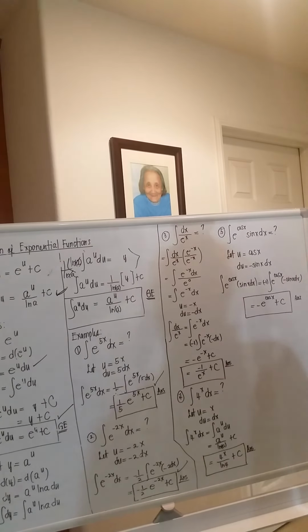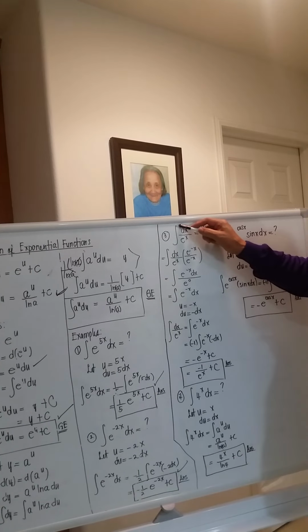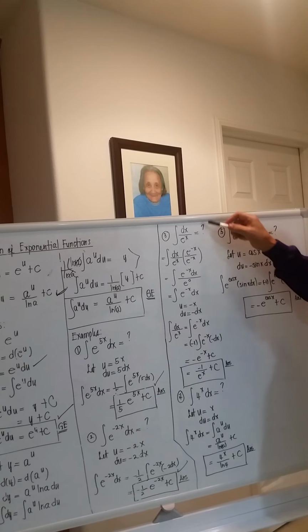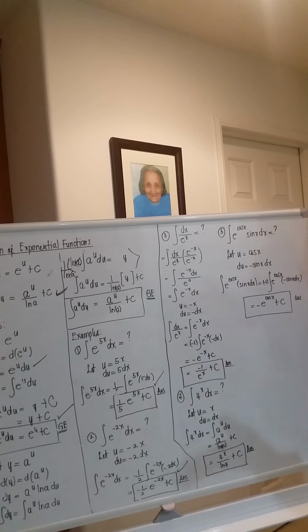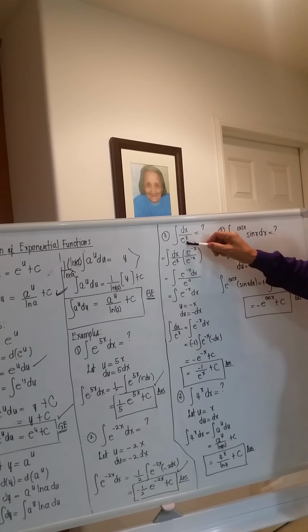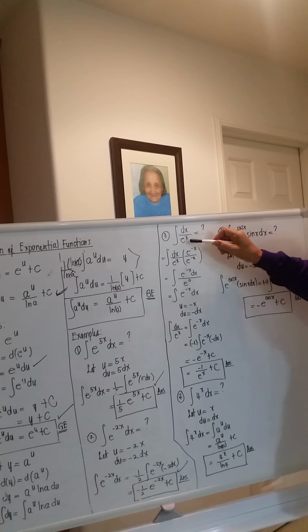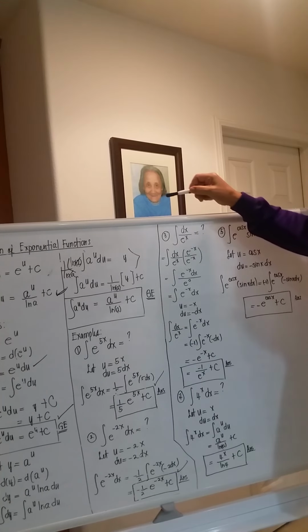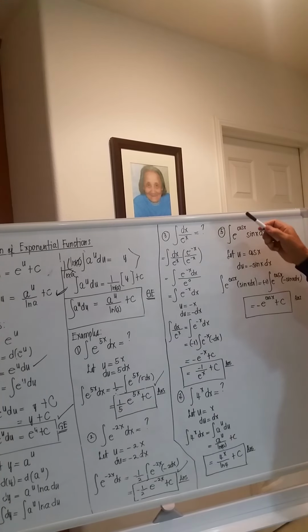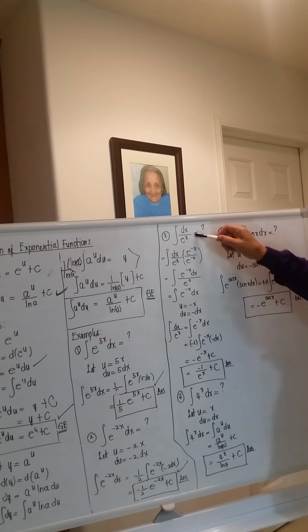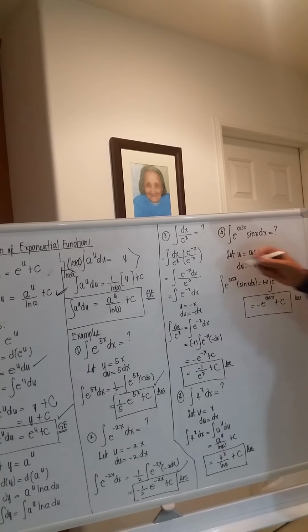Example number 3. The integral of dx over e to the x equals. For the meantime, this e to the x is at the bottom, right? So in order for this one to fall under formula number 1, we must transfer this e to the x to the numerator. And the correct way of doing that is to multiply the given term by e to the minus x over e to the minus x, because this is actually 1. Right?